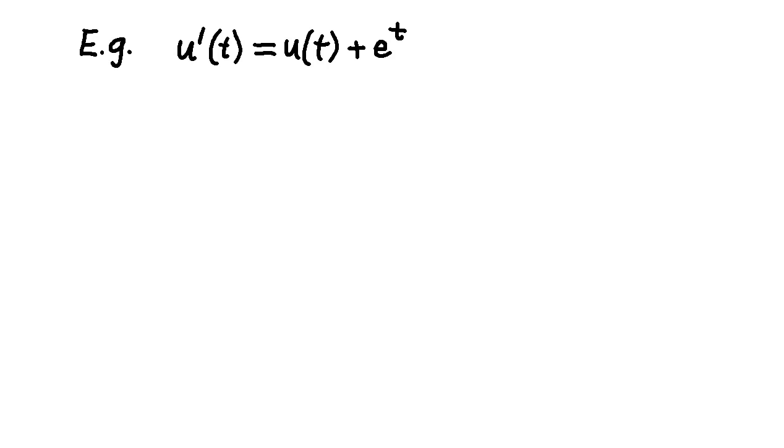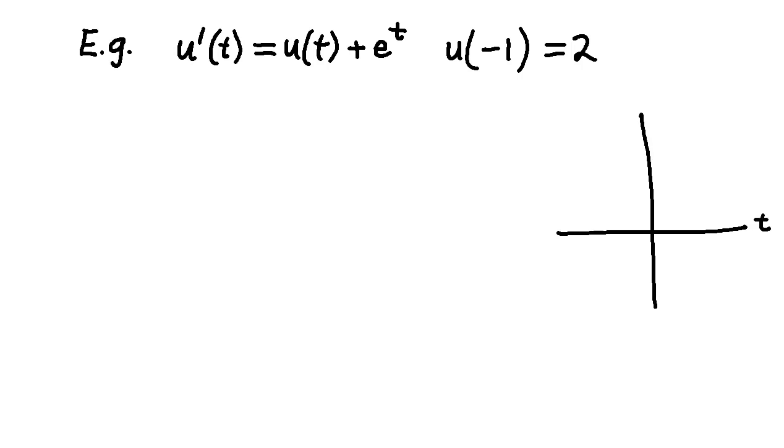We don't need to plot u versus t in order to find the particular member of the family that interests us. Suppose, for example, we were interested in finding the member of the family of functions that satisfies not only the differential equation we've been working with, but also takes a value of 2 when t is equal to negative 1. In other words, suppose we're interested in the member of the family that passes through the point negative 1, 2.